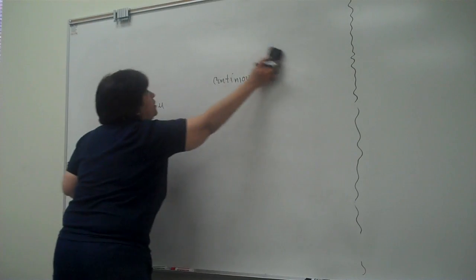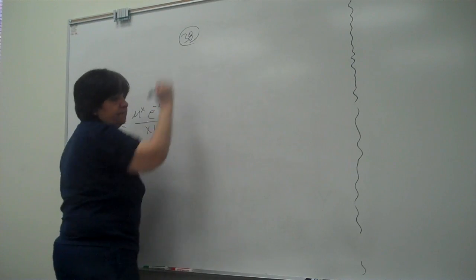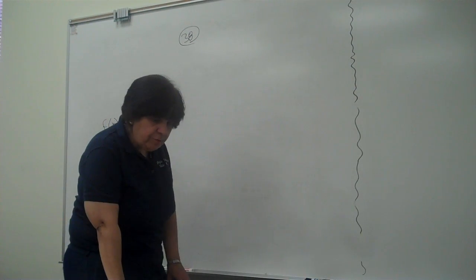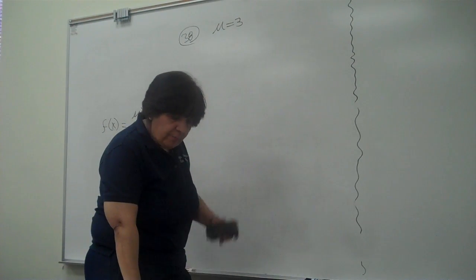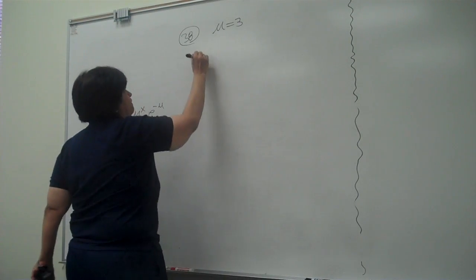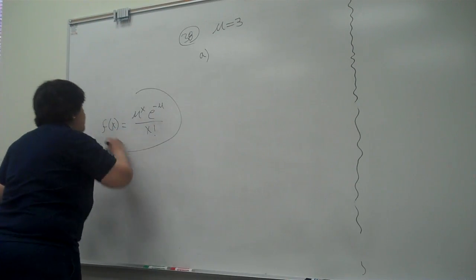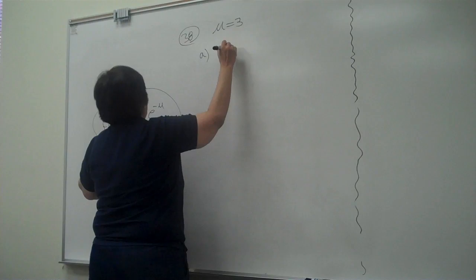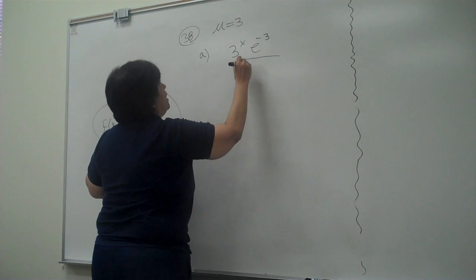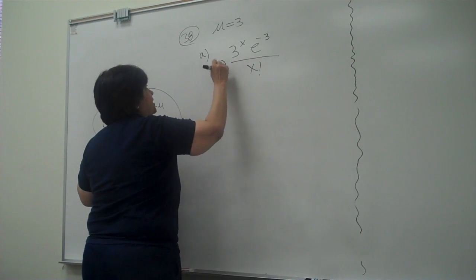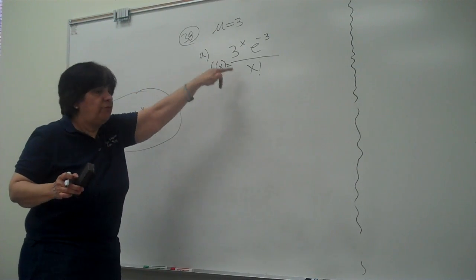Let's do problem number 38. It says, consider a Poisson distribution with mu equal to 3. Write the appropriate Poisson probability function. The appropriate probability function has to be equal to this one. Mu is equal to 3, so it's 3 to the power of x, e to the power of minus 3, divided by x factorial. This is my f of x. This is the function for this particular case because mu is equal to 3.